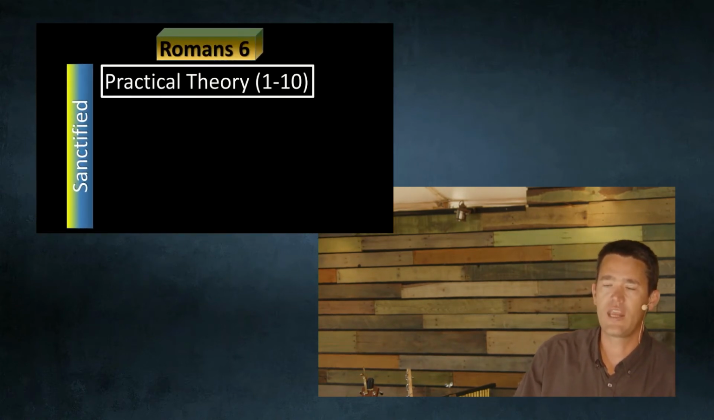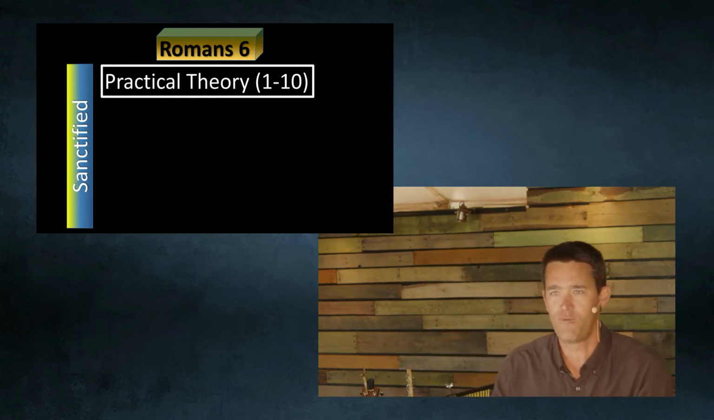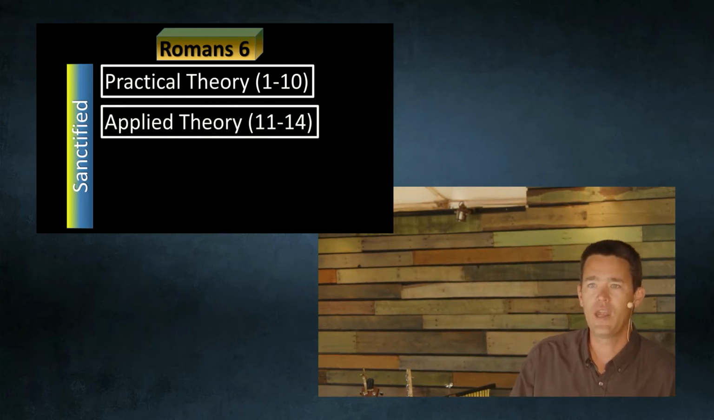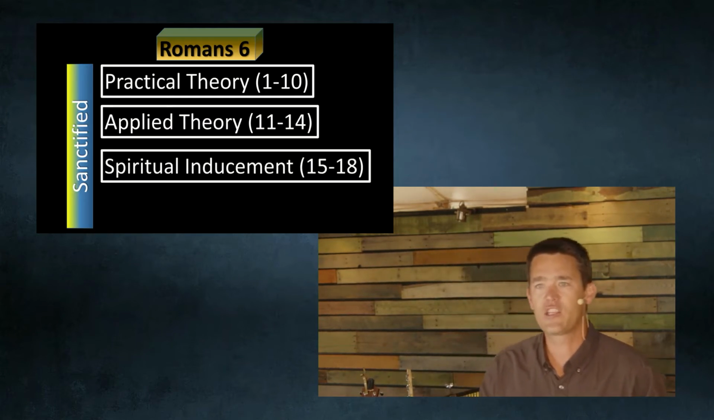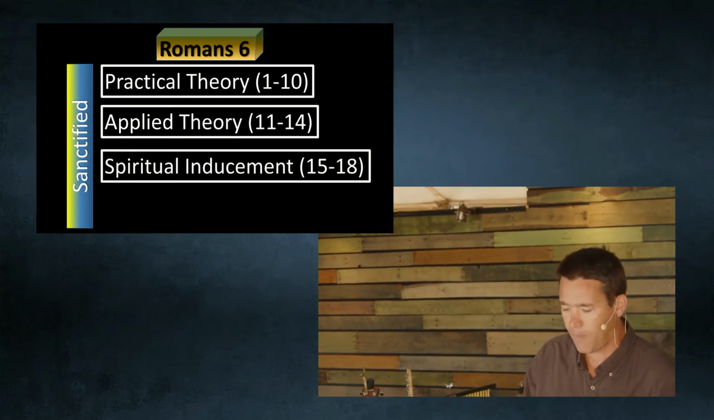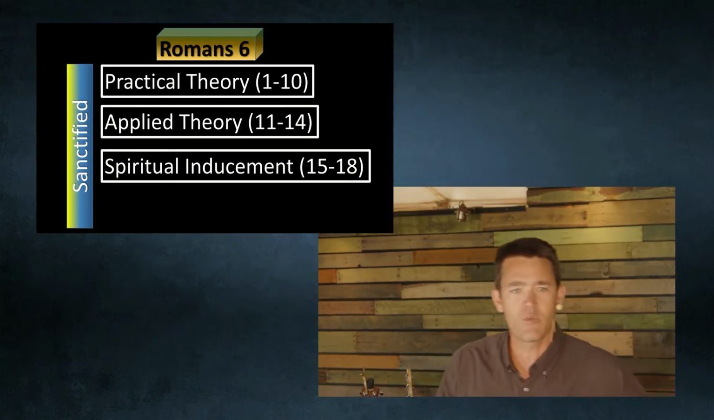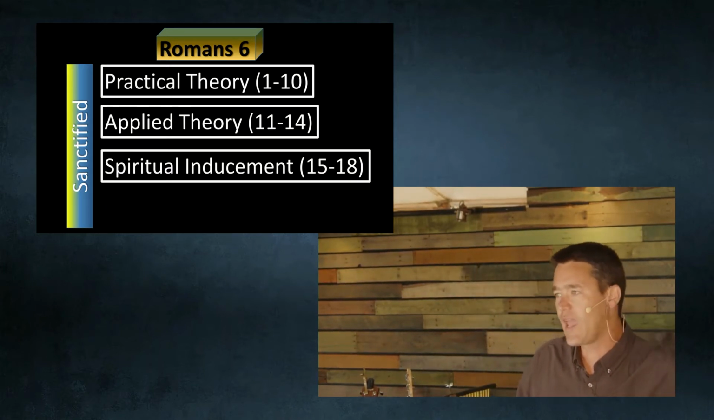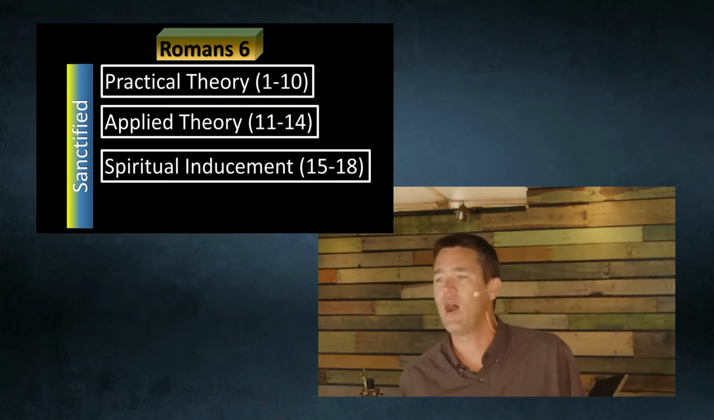Chapter 6, he talks about practical theory. If we're free from sin, should we just go for it? Absolutely not. And then applied theory, what does that look like in our life, that righteousness? And then spiritual inducement toward the last part, he says, listen, here's the reason that you want to obey God. So you see, we've moved from a new creation, what that means, how you become a new creation, you're sanctified. Now what? How do you act?